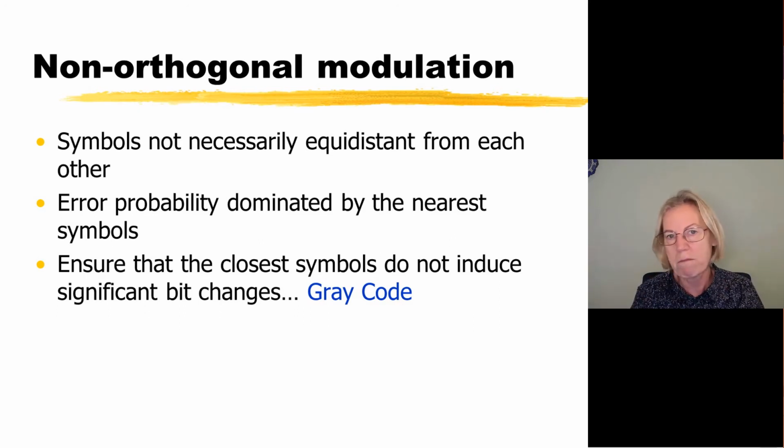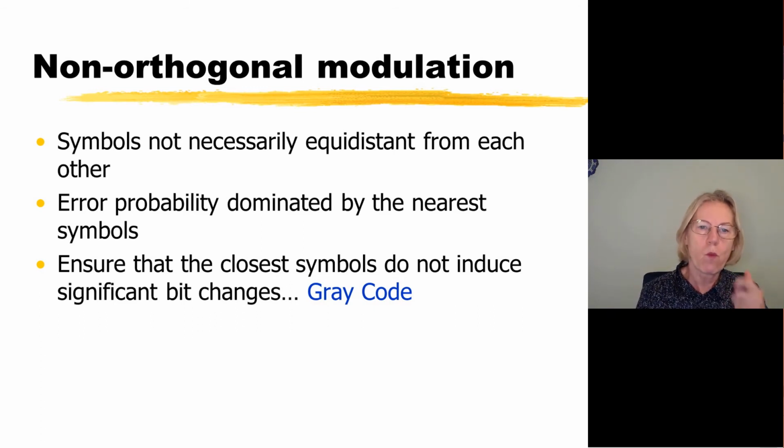And of course in QAM, they are neither equidistant from the origin nor equidistant from each other. There'll be nearest neighbors which are close, far neighbors which are far. So that assumption that we had for orthogonal modulation simply does not hold in non-orthogonal modulation. So for sure the calculation is going to have to be different. We know that the error probability, the symbol error probability, is dominated by the nearest neighbors, by the symbols which are closest to one another. That's why we looked at d-min. So what we want to do is we don't want to be stupid.